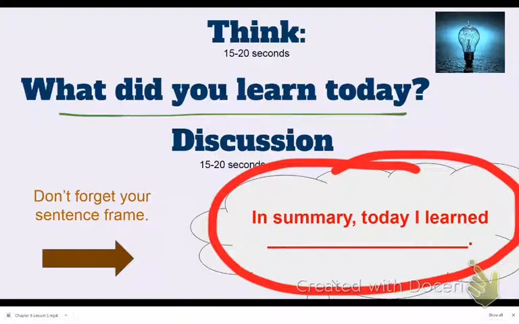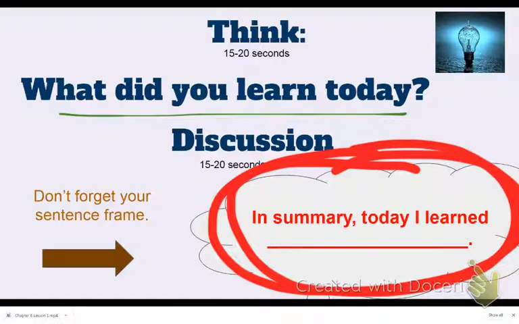And so I'm hoping that today, in summary, you learned that when you multiply a decimal and a whole number, the value, the product, the answer you get is larger than what you started with. It's growing. It's getting bigger. And all of the illustrations today showed you that when we multiply a decimal by a whole number, the value gets larger.